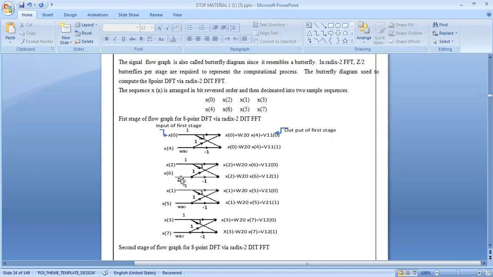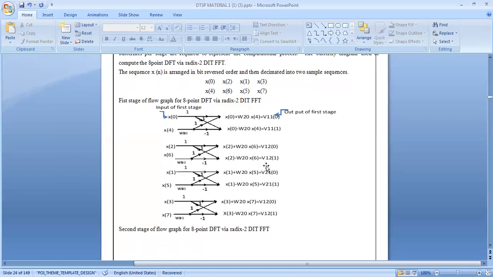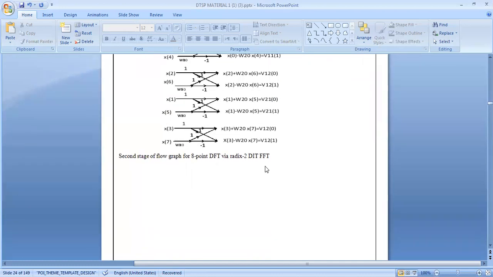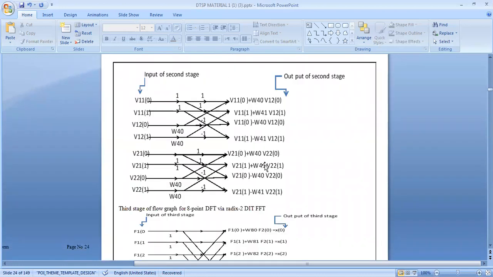Similarly, you do for x of 2 and x of 6. So what will happen? x of 2 plus W20 x of 6. Similarly, x of 2 minus W20 x of 6. x of 1 plus W20 x of 5, and x of 1 minus W20 x of 5. Okay, so this will continue until we get the output. So in the first stage, we take the bit reverse order and decimate into 2-sample sequences. The next stage, we have to decimate into 4-sample sequences.